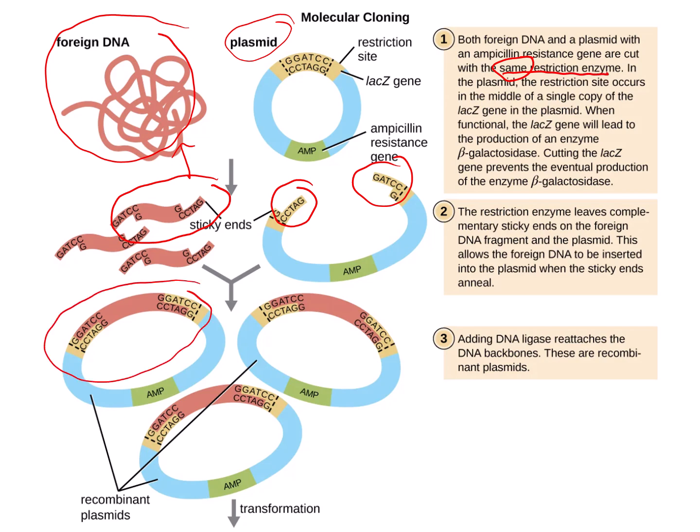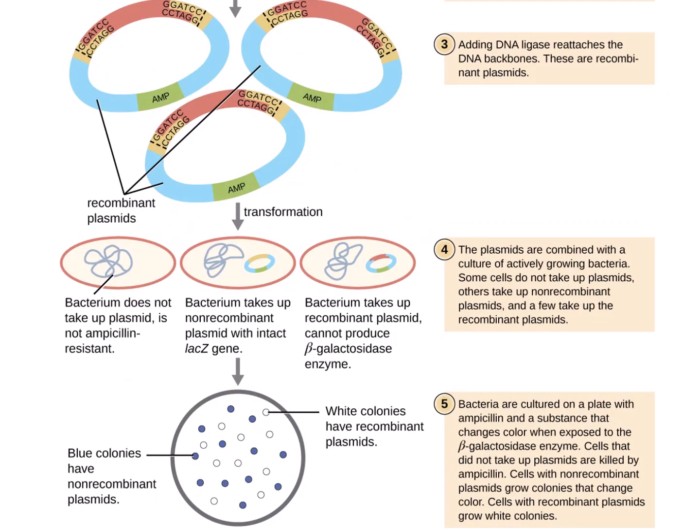So ligase is used to ligate the gene of interest with the vector. And now we've created our recombinant plasmids. We're then going to introduce them into bacterial cells. So that's the next slide. Remember, to get these recombinant plasmids into the cells, we use the process of transformation.